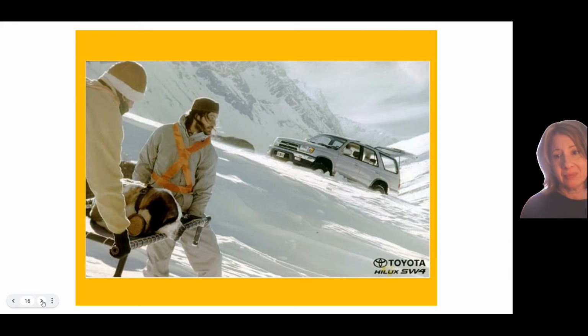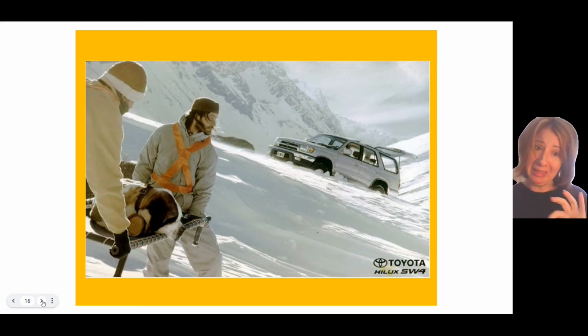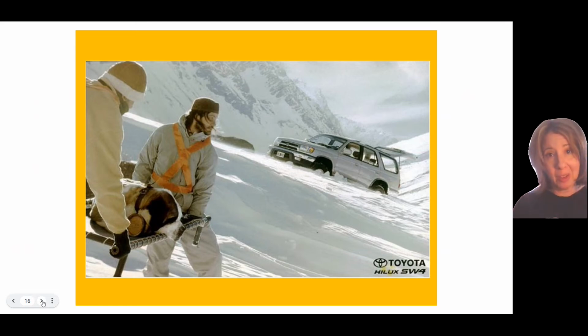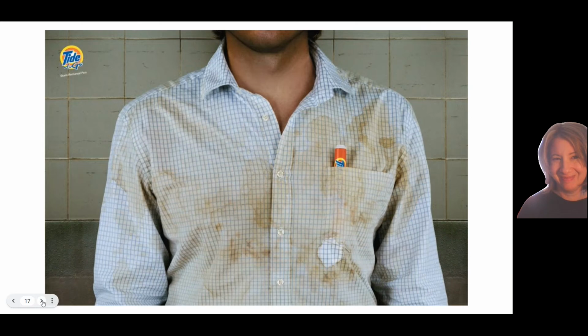Or this one for Toyota Hilux. Again, there is no copy here, but you've got the vehicle that rescues the rescue dog. So what's that telling you about where it can go and what it can handle? Again, there's no copy. This is Tide to Go, so this is a stain remover. And that quite clearly demonstrates what the product does without any copy at all.